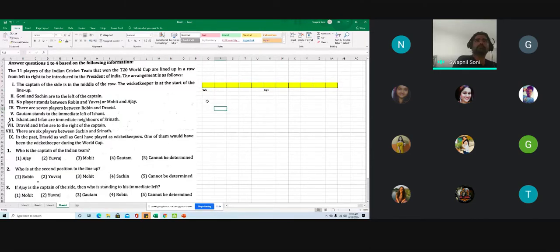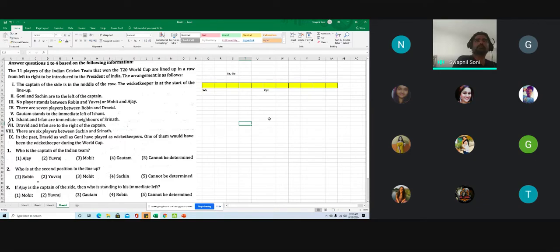Now let's go with other information. Goni and Sachin are to the left of the captain. To the captain's left, meaning this side. So let's say you have Sachin. We don't know exactly where he is, but they are on the left.